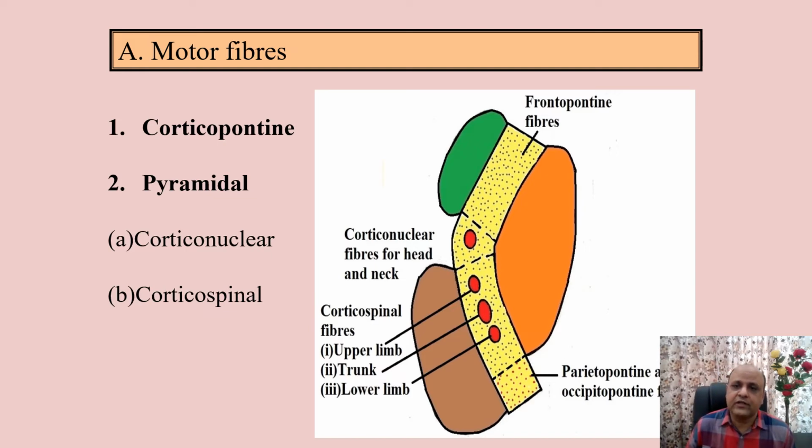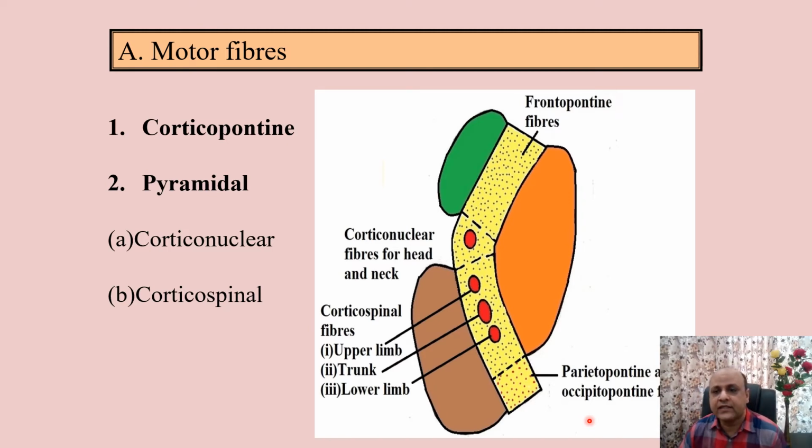So different parts of the cortex, we have frontopontine fibers, these pass through the anterior limb. They also pass through the genu. They also pass through the posterior limb. Then we have parieto-pontine and occipito-pontine fibers. They pass through the retrolentiform part of the internal capsule. And then we have the parieto-pontine and the temporo-pontine fibers which pass through the sublentiform part of the internal capsule.